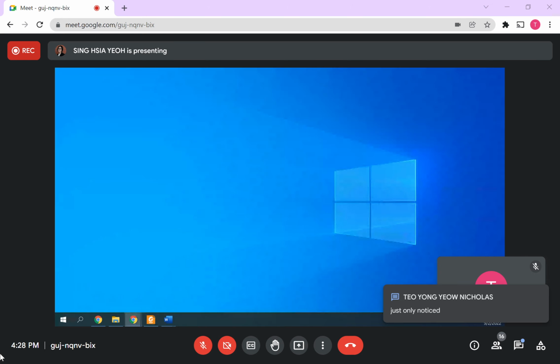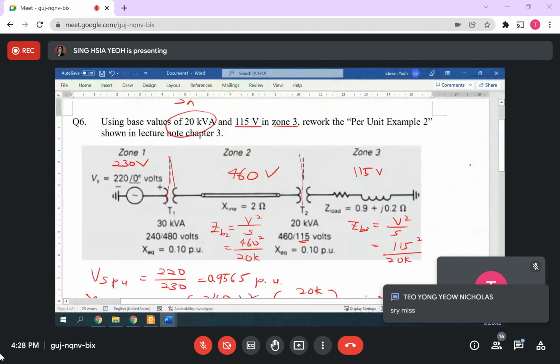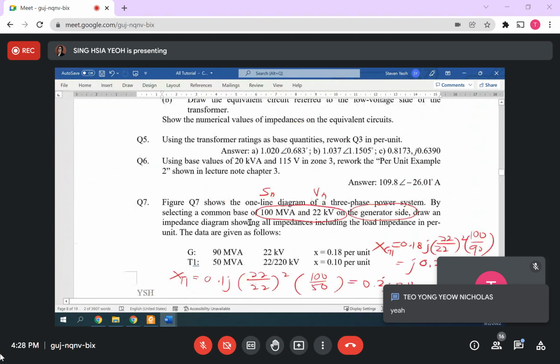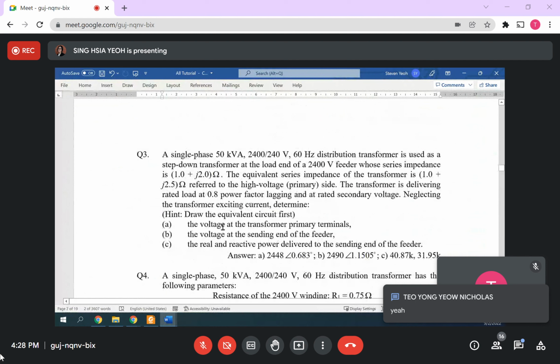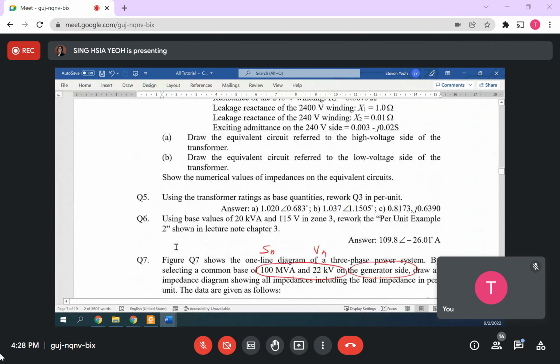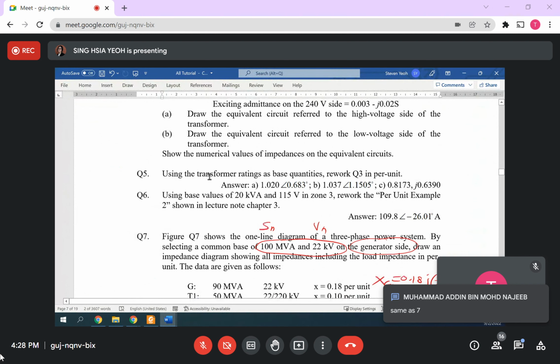Question 3? Which one is question 3? I think we didn't discuss question 3, right? We skipped question 3 just now. We did 1, 2, and 4, 6, 7. Questions 3 and 5 haven't been discussed. You try to do them first, and the cheat sheet is not that important now.